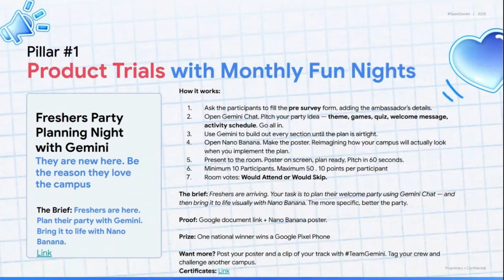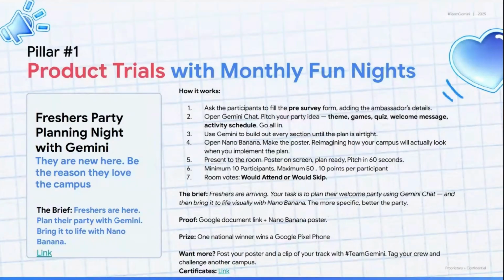When you are nominating the best entry, remember you're putting actually the best entry. Just see that the Google Doc is on point, their Nano Banana poster is beautiful, and you're also including their Gemini chat there as well. One national winner, as we all know, will win the prize.